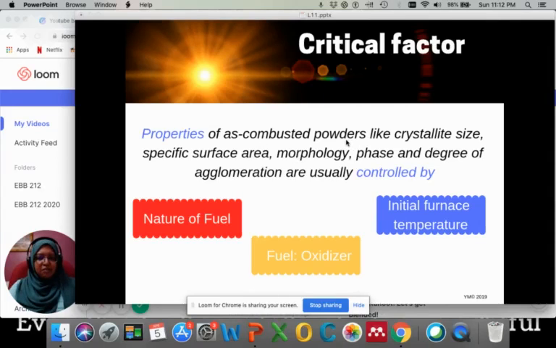Properties of combusted powders like crystallite size, particle size, morphology, purity, phase, and degree of agglomeration are usually controlled by the nature of fuel, whether we use a soft fuel or an aggressive fuel, the ratio of fuel to oxidizer, and also the initial furnace temperature.